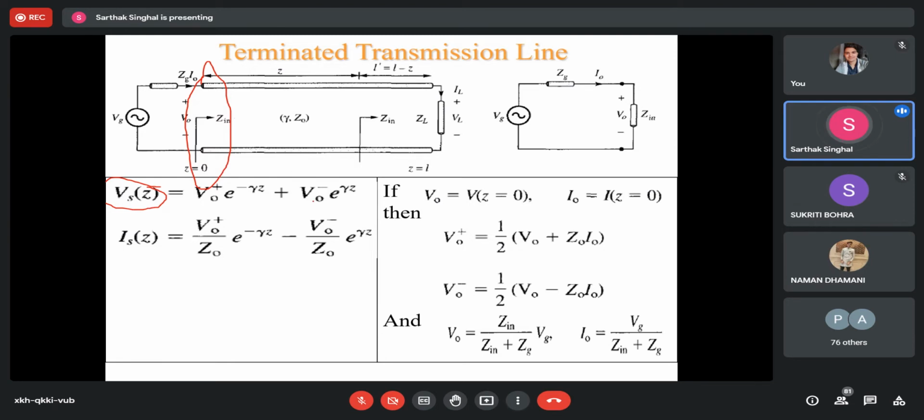Yes. So we can substitute those values by putting the value of z equal to L, and Vs(z) will be replaced by VL, and similarly Is(z) will be replaced by IL. Okay.